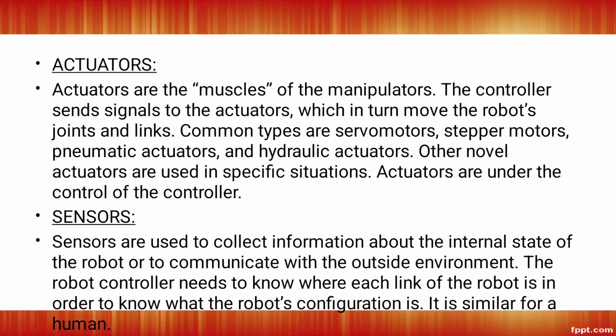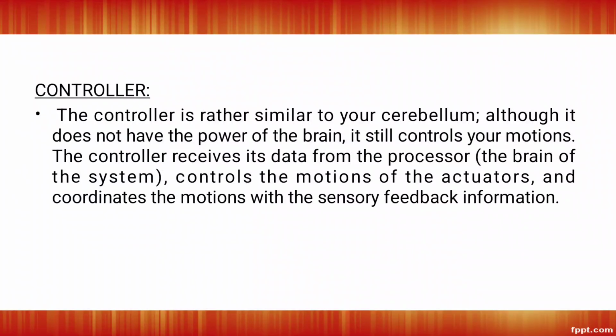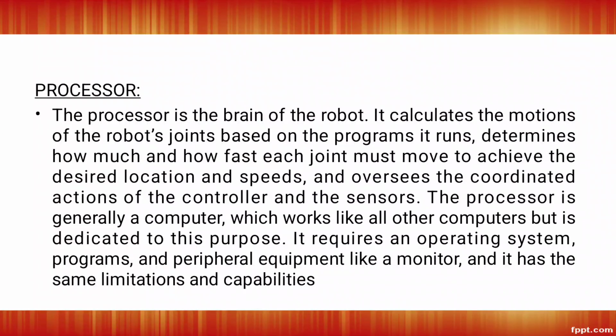Next is the sensor. We have to get data from the environment, or sense something from the environment, by using certain types of sensors. Next is the controller. It is the brain part of the system. All the actions are carried out by using this controller. The controller receives its data from the processor, controls the motion of the actuators and coordinates the motion with the sensory feedback information. Next is the processor.